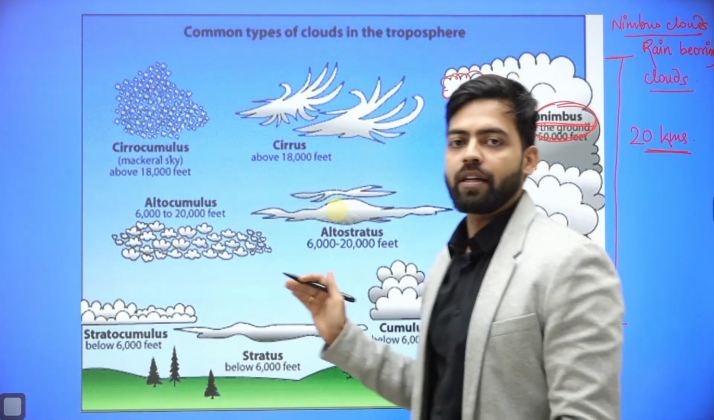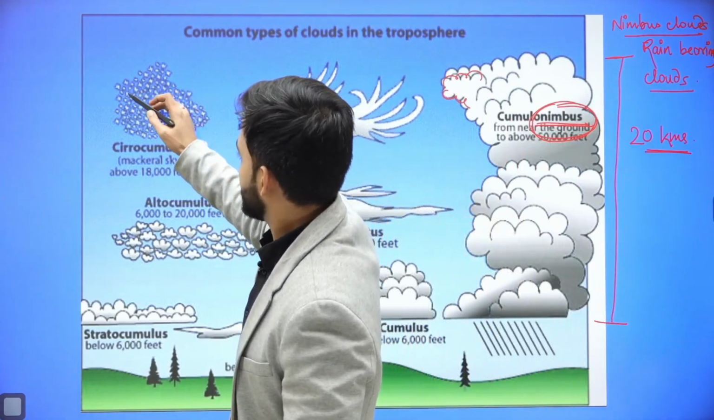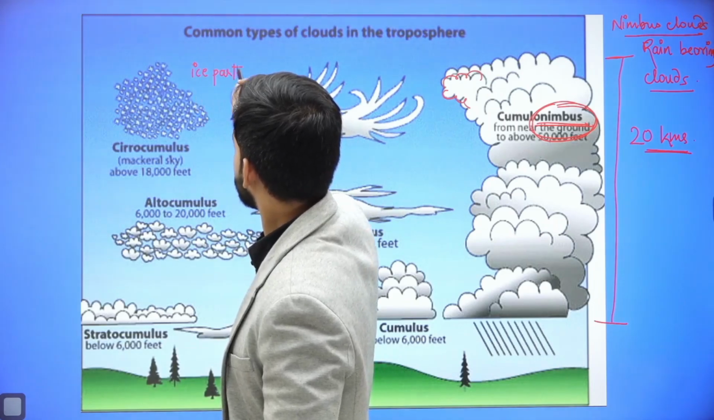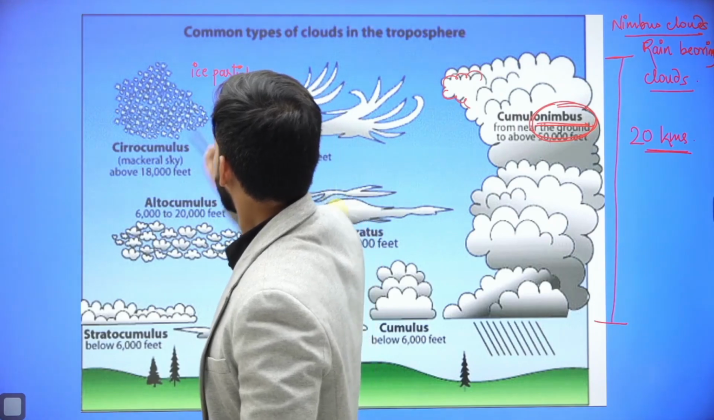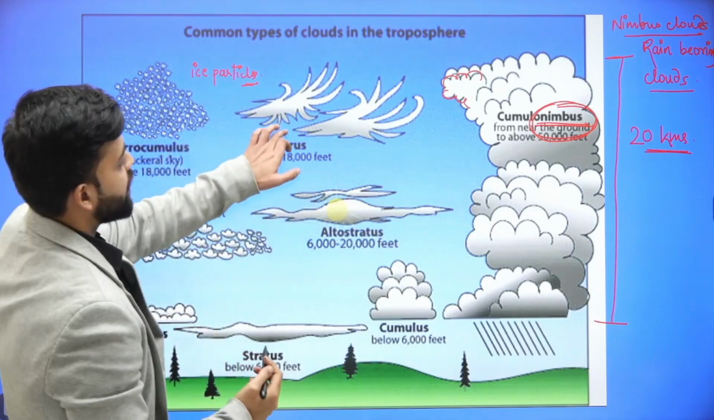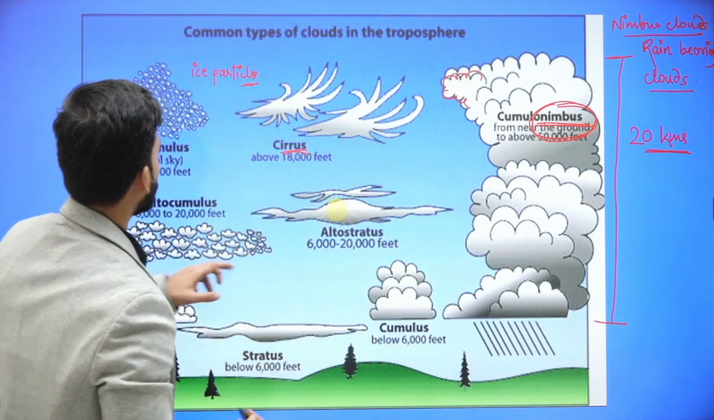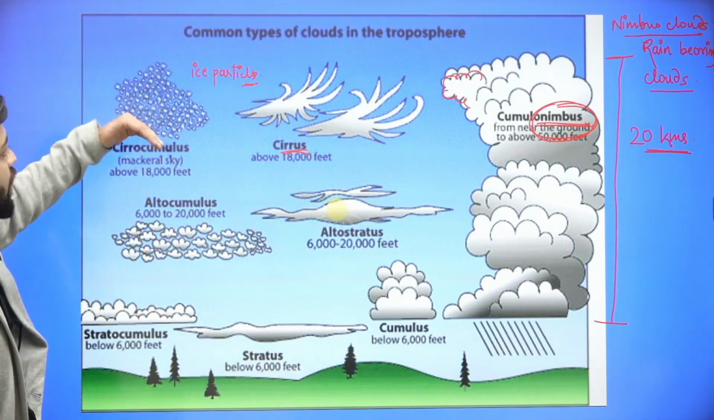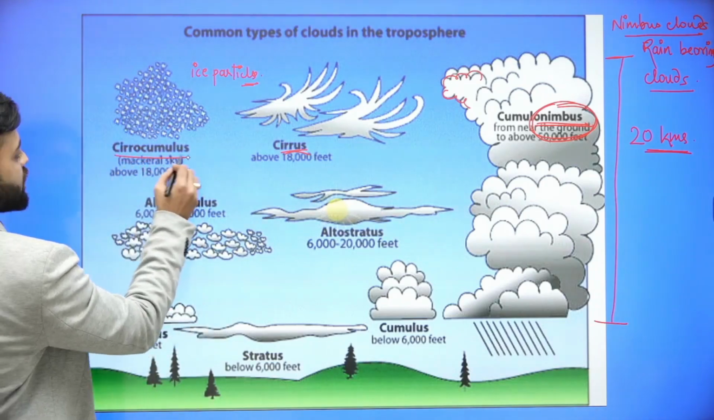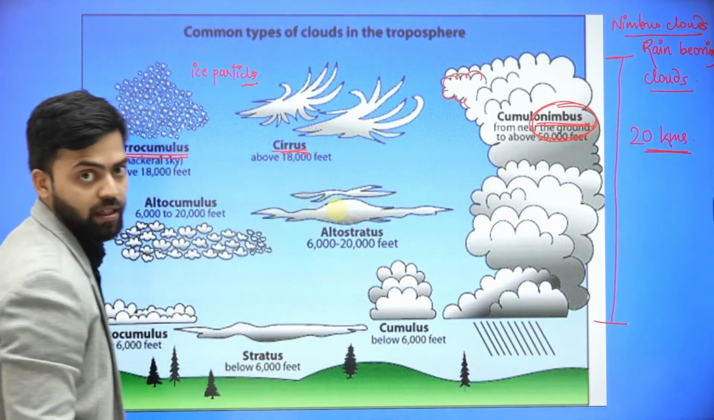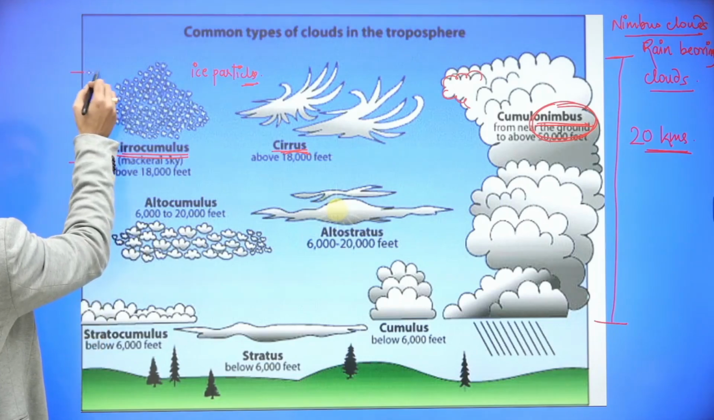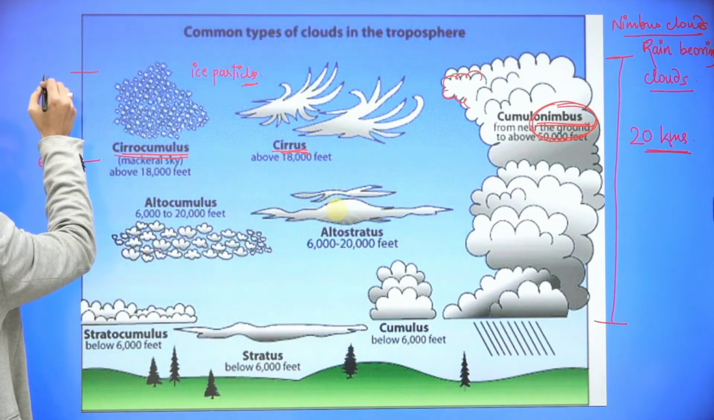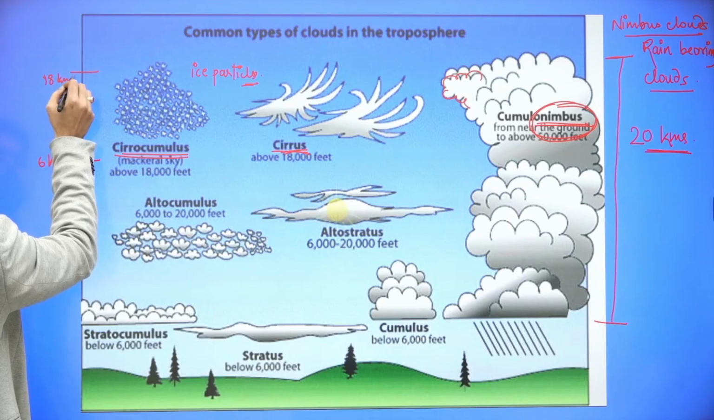Not all clouds contain rain, as these cirrus clouds contain ice particles. It is formed of ice particles. Now these feather shaped clouds are known as cirrus clouds, and if there are cauliflower shaped clouds in the upper atmosphere, these are known as cirrocumulus clouds. They are formed at the height of around 6 kilometers to around 18 kilometers.